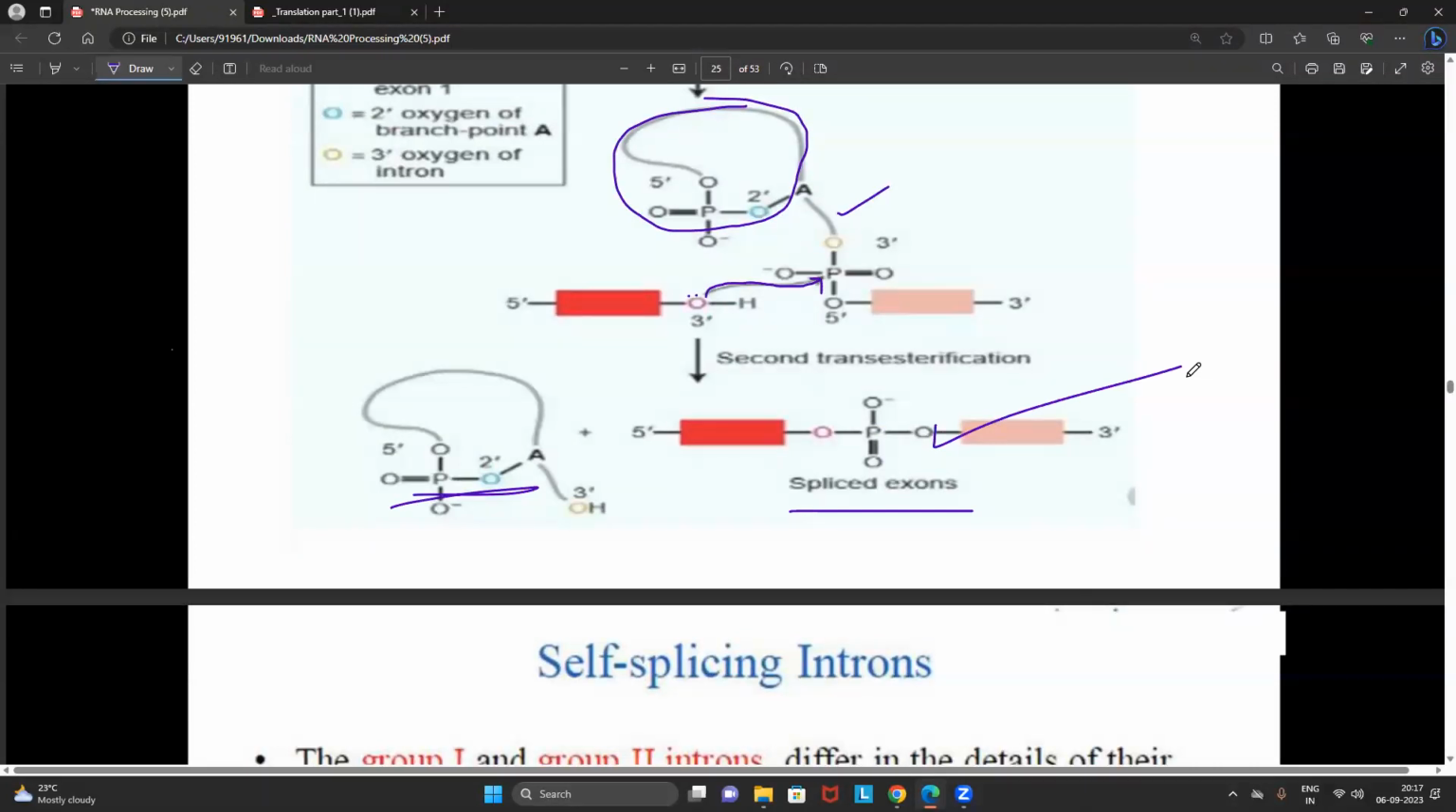Everyone, which enzyme will come and join these 2 exons? Quickly, what's the name of the enzyme? Undoubtedly, ligase will come and seal this particular nick. You all commonly know about that. And if you look into this picture, friends, very carefully try to understand me.